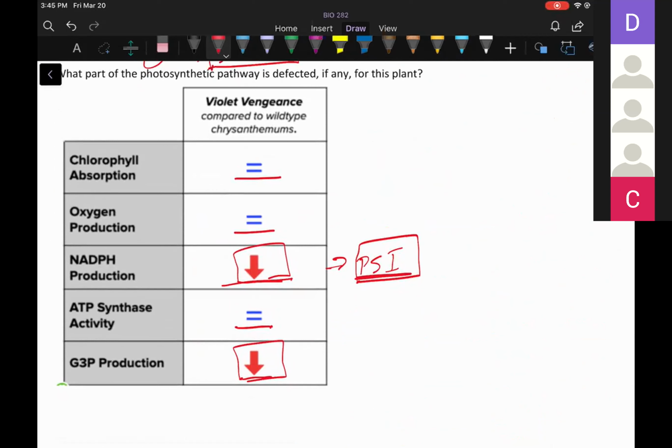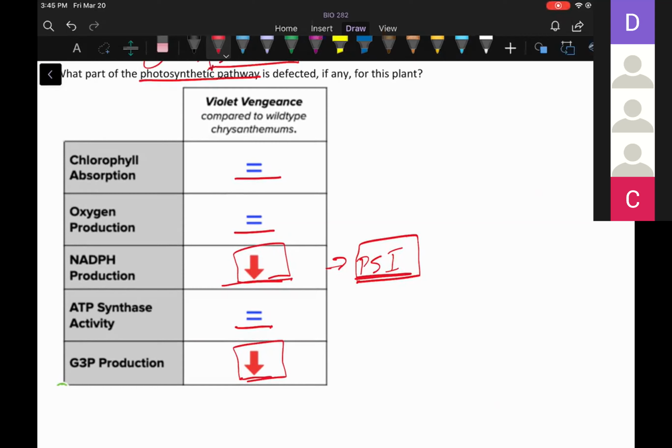Yeah. Also, this is talking about the photosynthetic pathway. You don't need to think about cellular respiration here. Just think about what's happening in photosynthesis, where we get that NADPH in photosynthesis, and what part of photosynthesis makes the NADPH. If you know where it makes the NADPH, which is photosystem 1, then you know what's defective.